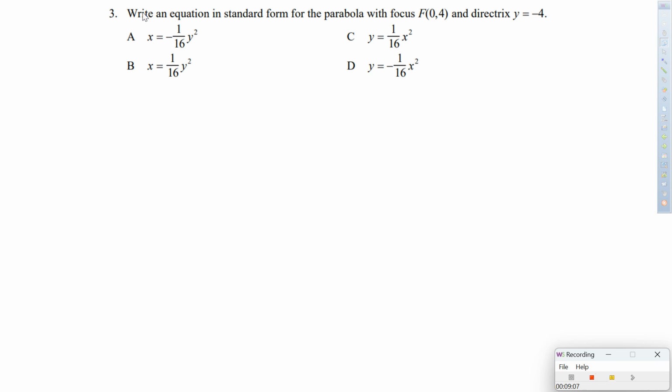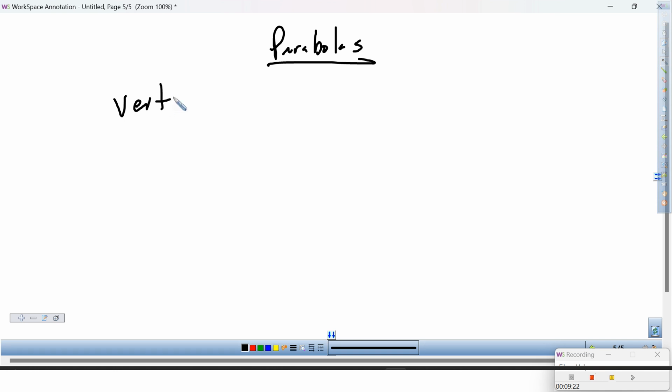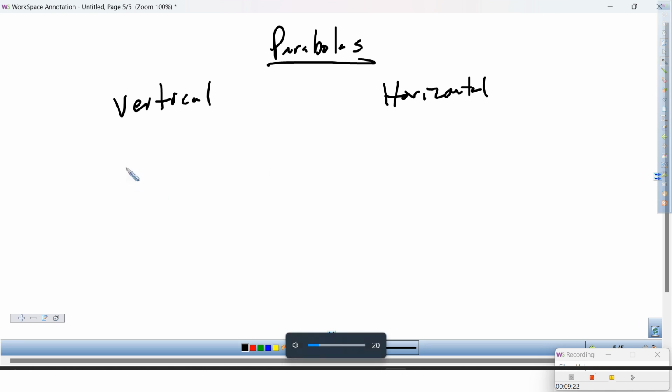Number 3 reads, write an equation in standard form for the parabola with focus 0, 4 and directrix y equals -4. Now when you get to these, let me do a little side step. On your paper, I want you to write parabolas. We have vertical and we have horizontal. Now vertical look like this.